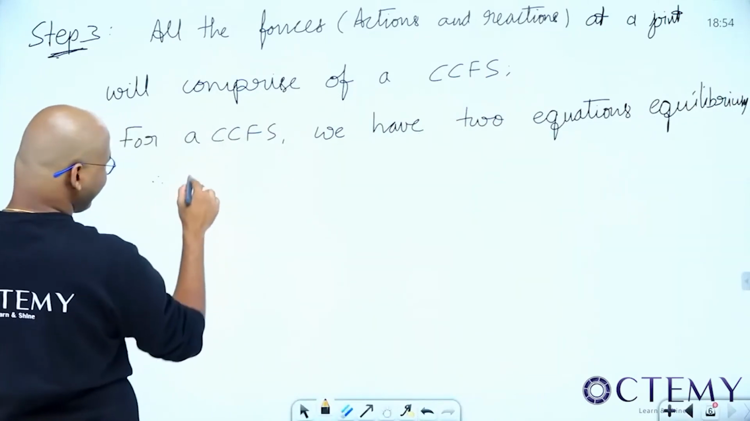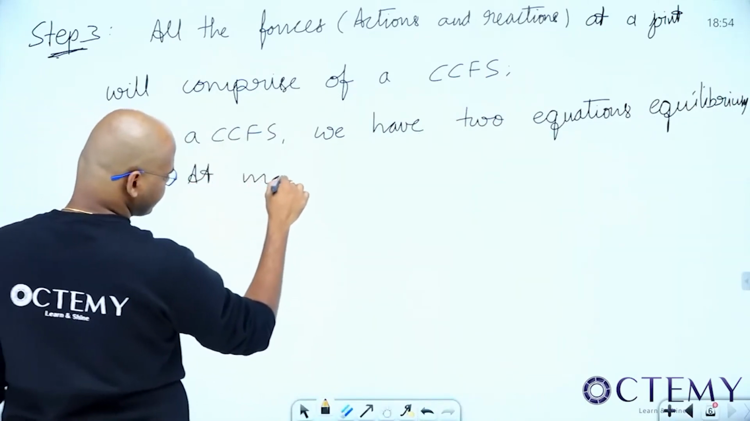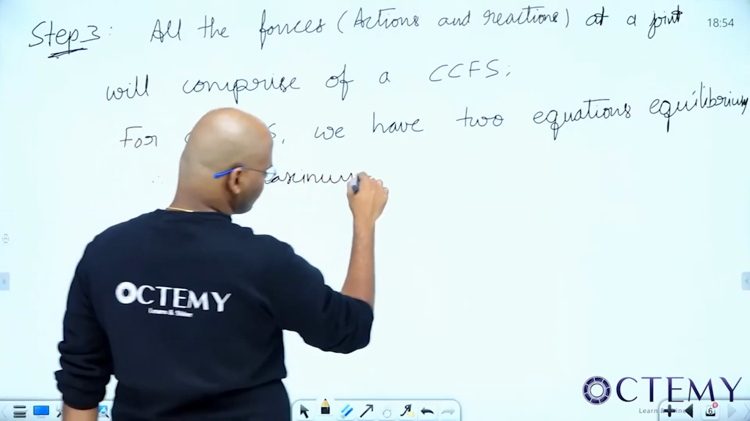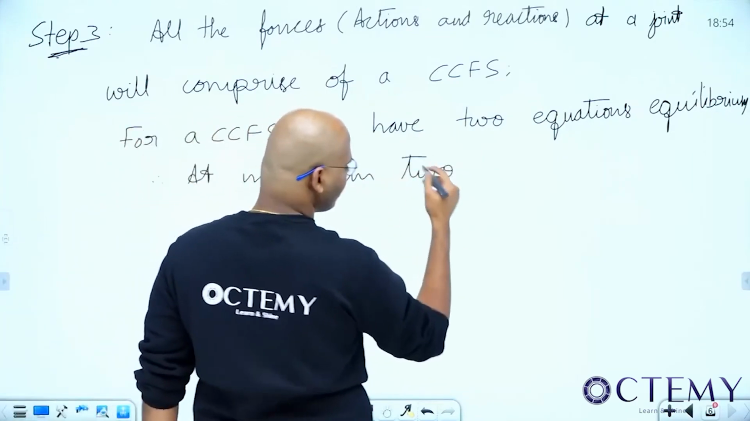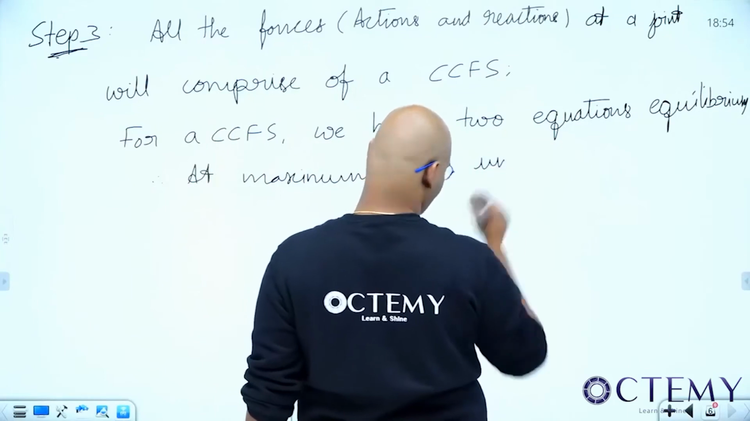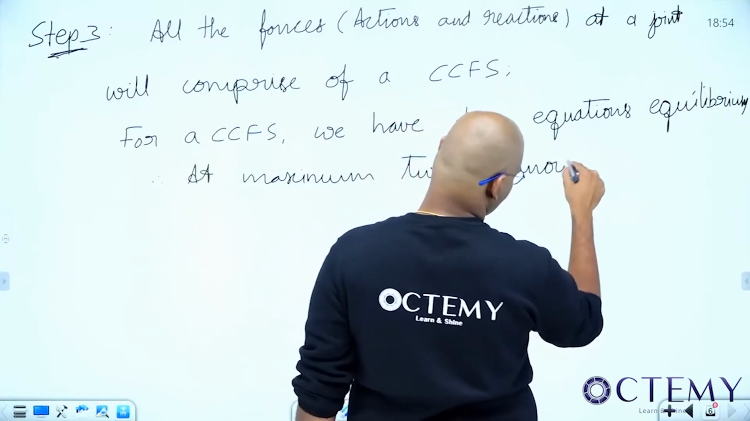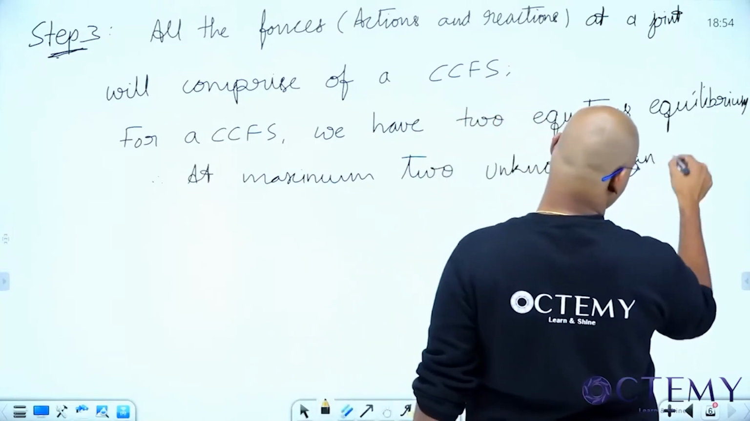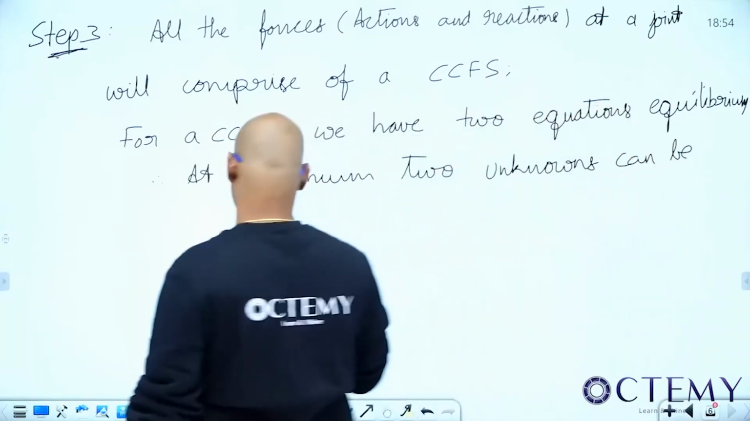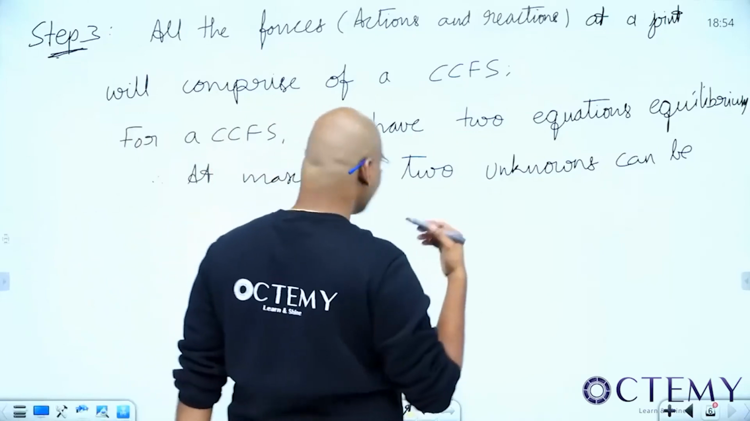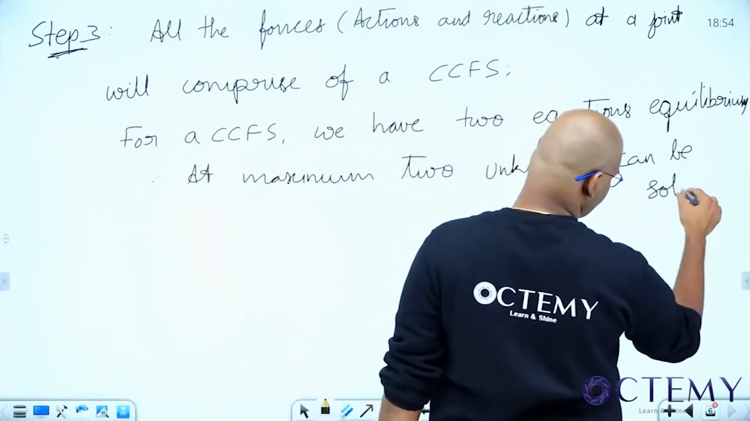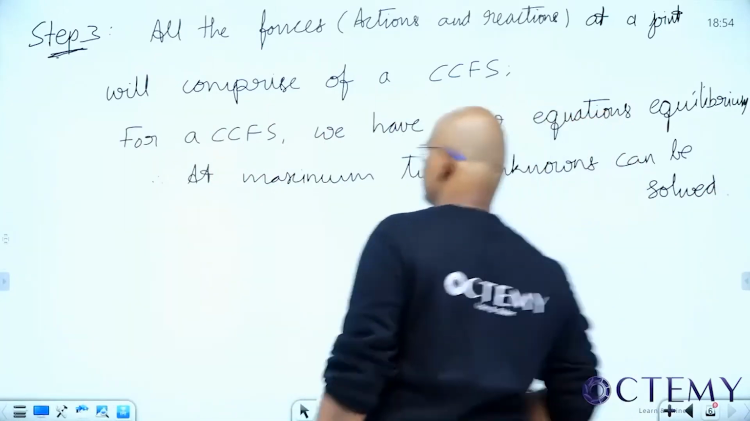Therefore, at maximum, two unknowns can be solved at a time. So, if I have more than two unknowns, what to do?